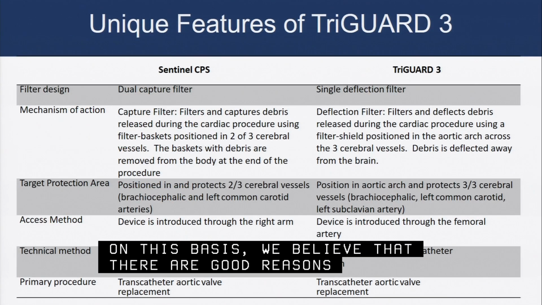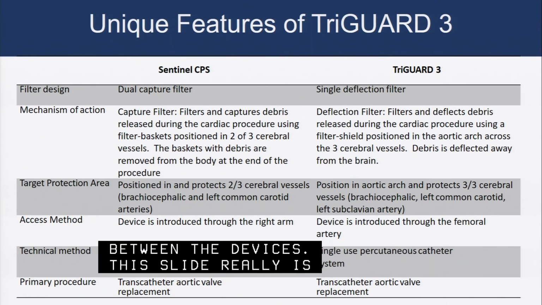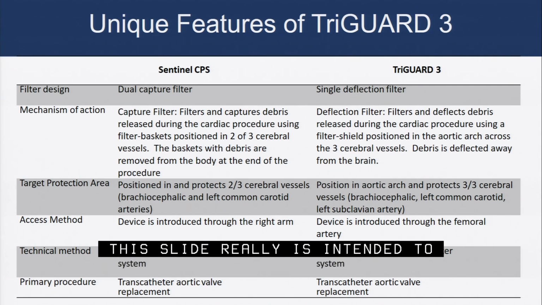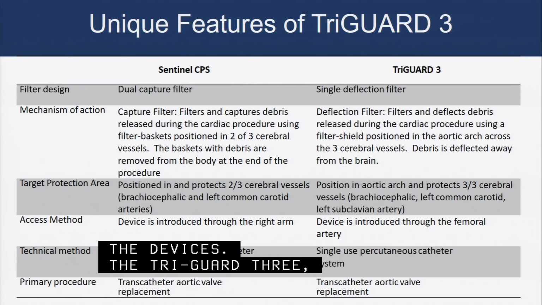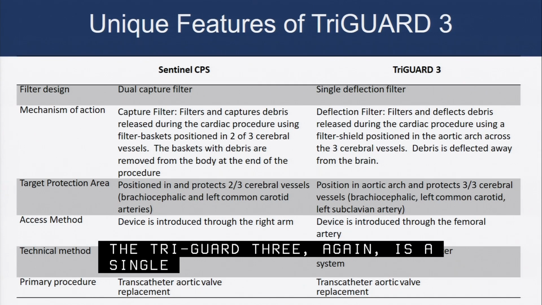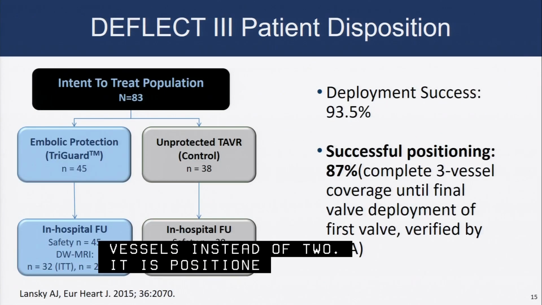This slide really is intended to highlight some of the unique features and comparisons between the 2 devices. The TriGuard 3, again, is a single deflection filter as opposed to a capture filter. It covers all 3 cerebral vessels instead of 2. It is positioned through the femoral artery instead of the radial access down the carotid.